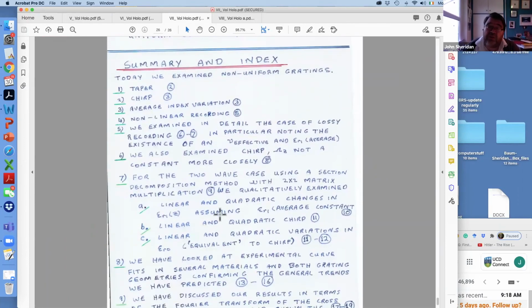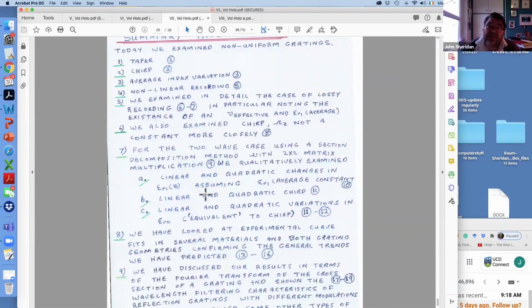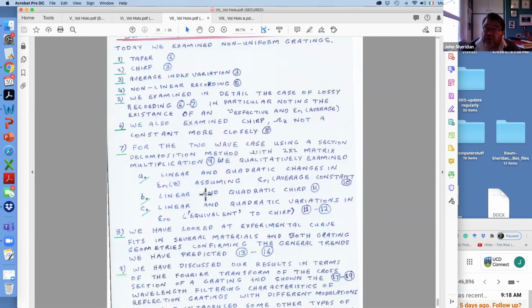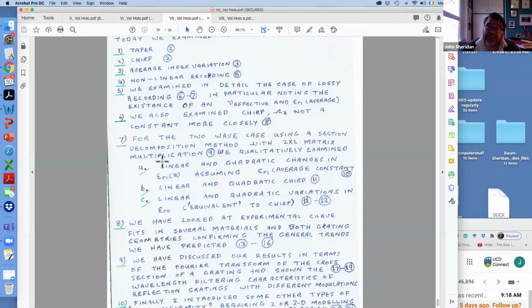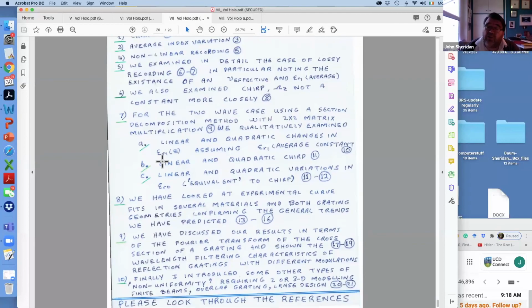So again, we have a summary. We've examined non-uniform gratings, taper and chirp, effects of average index variation, nonlinear recording, very crudely. We've examined in detail the case of lossy recordings, in particular noting the existence of an effective grating strength. So we get this average effect that gives us the on-Bragg. We've also examined chirp, where the period in Z is not a constant.